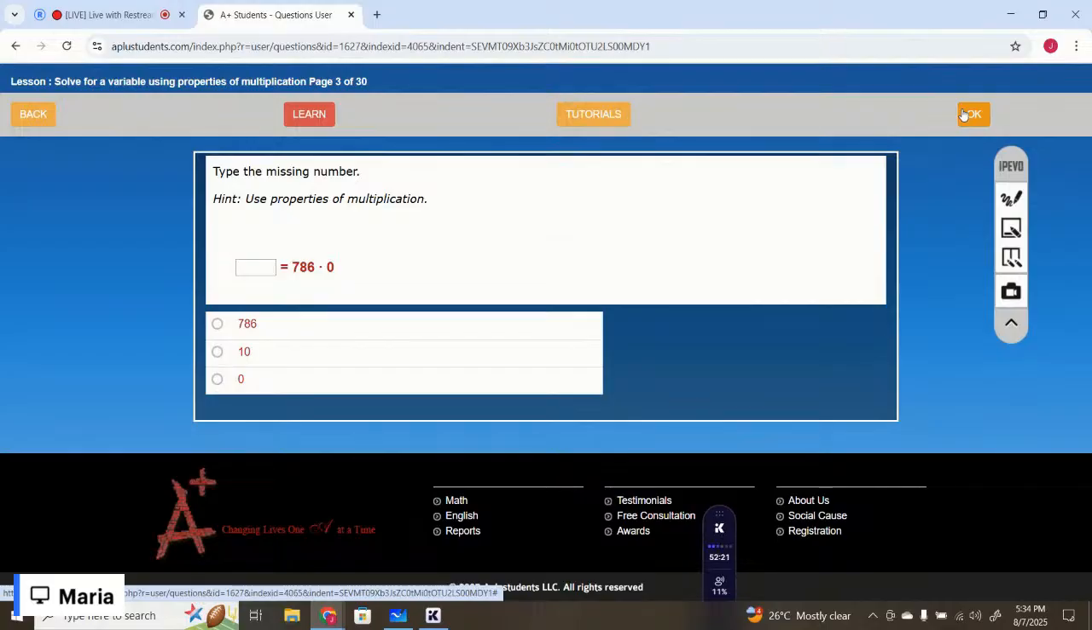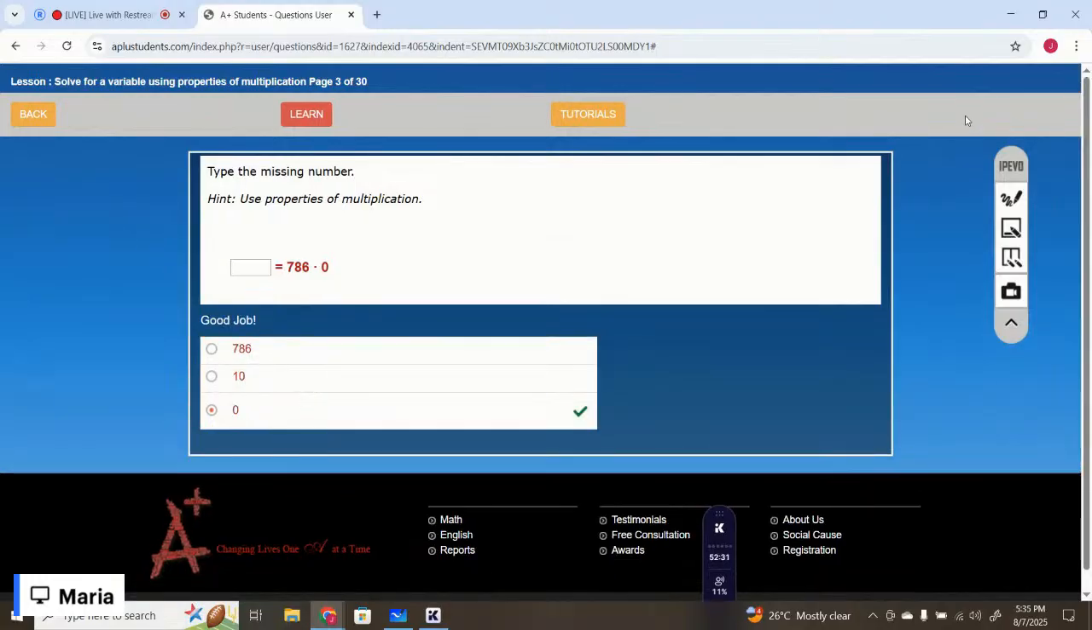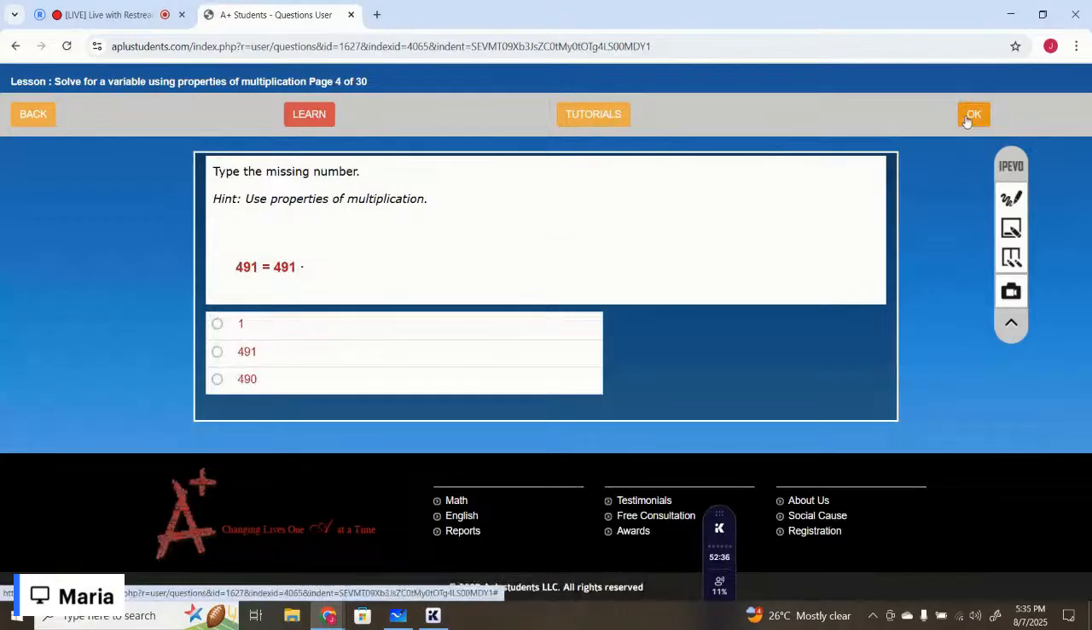786 times 0 is 0. So the correct option is 0. Option number 3 is the correct option. Type the missing number. 491 equals 491 times. That is 491 times 1. Option number 1 is the correct option.